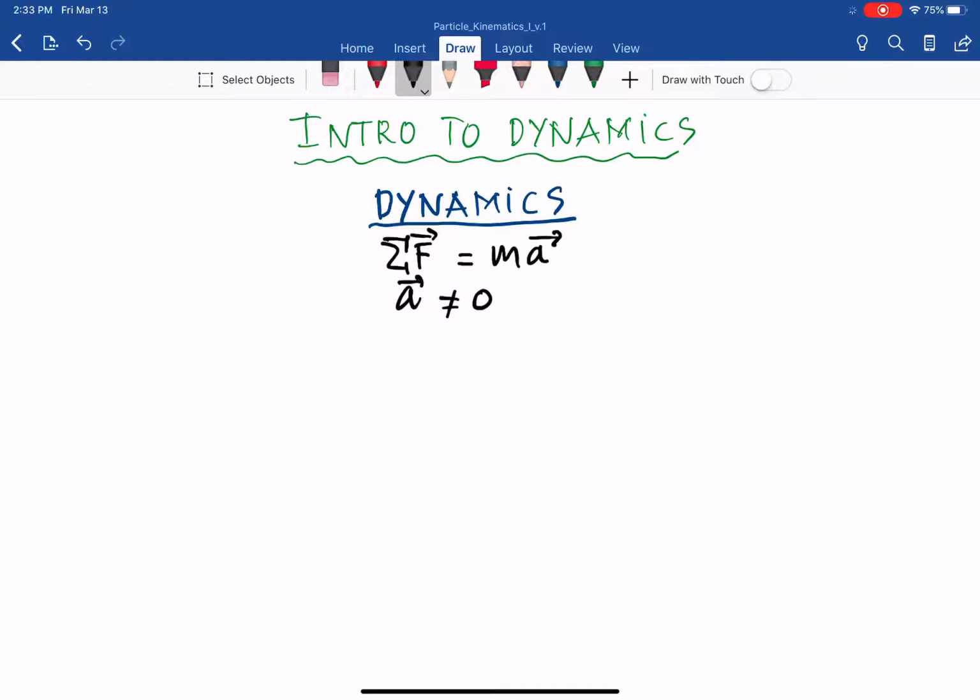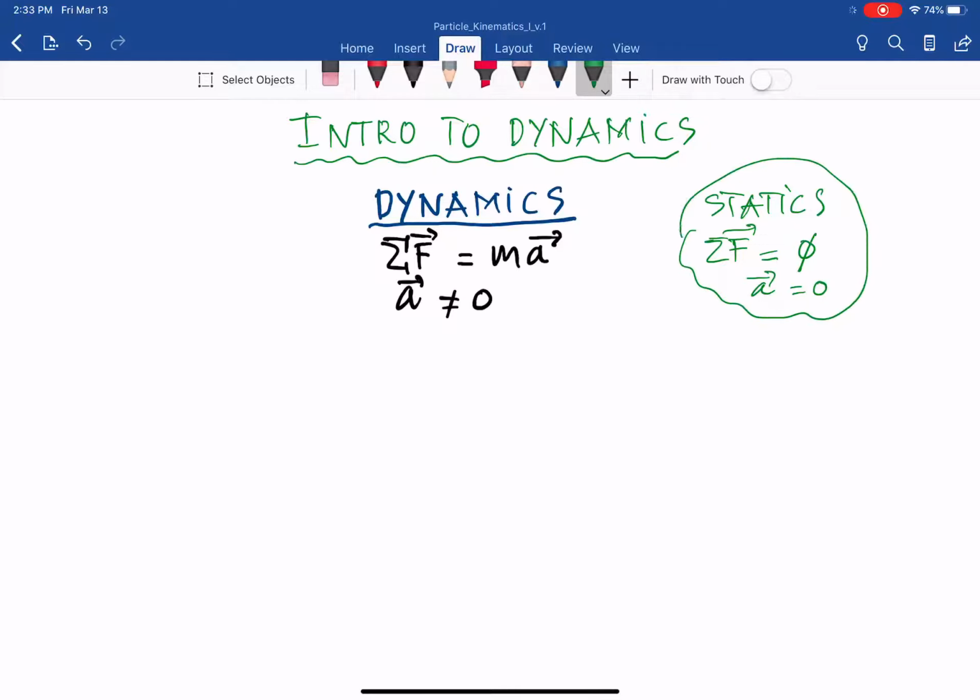As you recall, in statics, we only study the forces, not the motion. So the body is in static equilibrium, and we have the sum of all the forces equal to 0, because in that case a equals 0. So that's the difference between statics and dynamics.